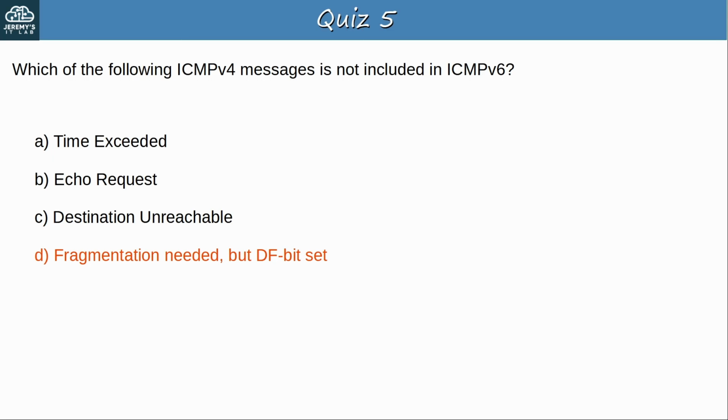Note that this is a type of Destination Unreachable message, but it's more specific, so D is a better answer than C. ICMP v6 does include other types of Destination Unreachable messages. ICMP v6 doesn't include this type because IPv6 packets are usually not fragmented. So to replace this message, ICMP v6 uses the packet too big message, which is ICMP v6 type 2.